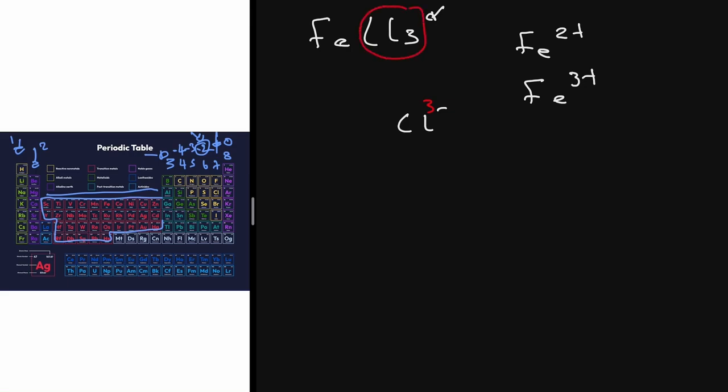And each chlorine is having what? It is having 1 negative charge. So this means the iron will need to bond with an ion that has a positive 3, because for these elements to bond, the positive ions and the negative ions must balance so that we can have this bonding of iron and chlorine.